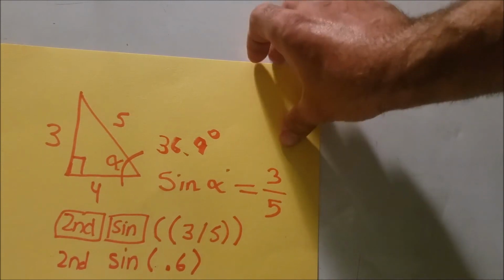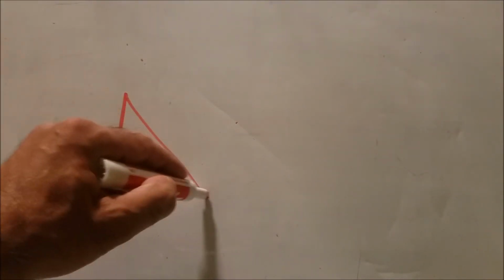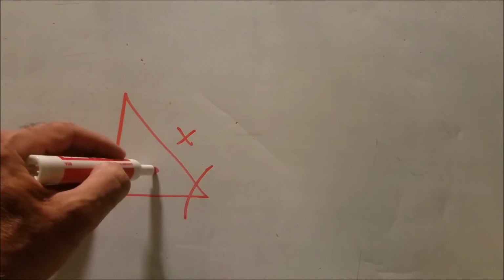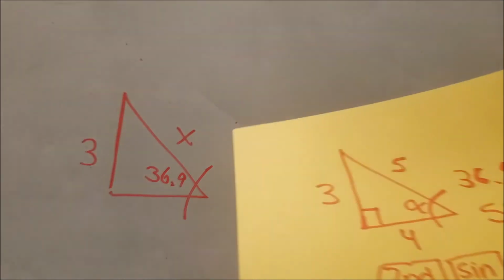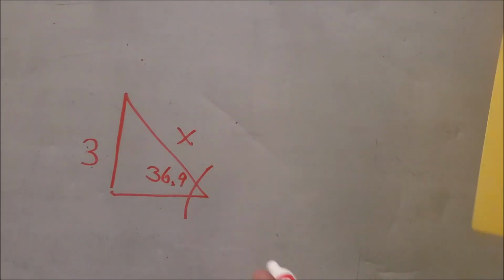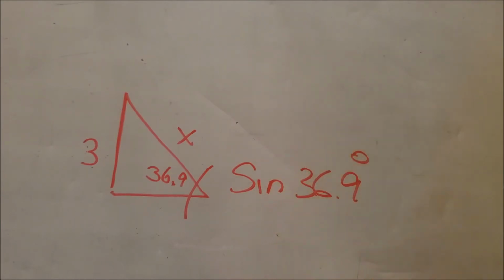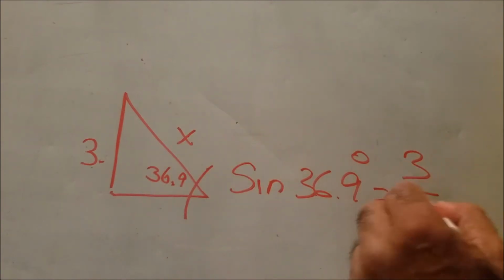Now if we had the 36.9 degrees, and let's say we were missing the hypotenuse, let's draw that. So here, let's say we didn't know what the hypotenuse was, even though we know it's 5, and we had a 3 there. And let's say this was 36.9. We can get the hypotenuse by using sine. We're going to use sine 36.9 degrees equals, remember sine is opposite over hypotenuse, so it's 3 over x.